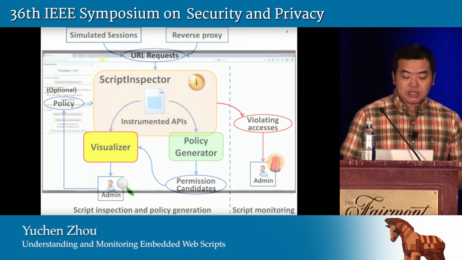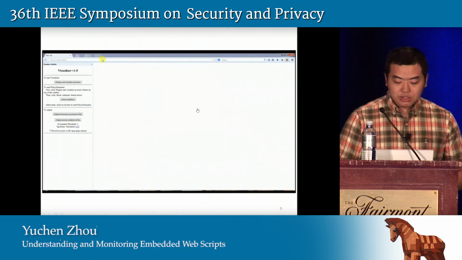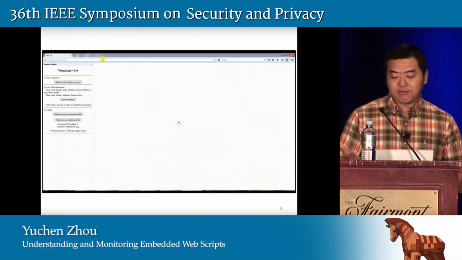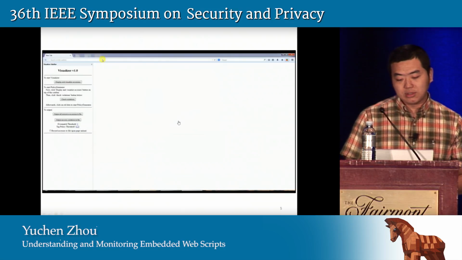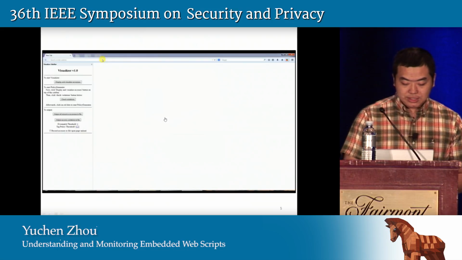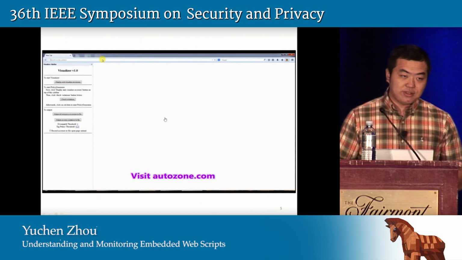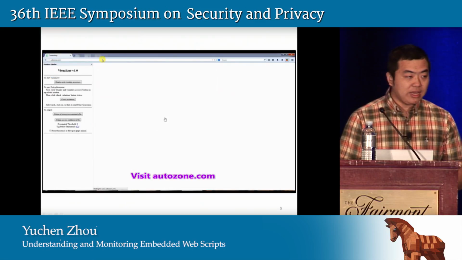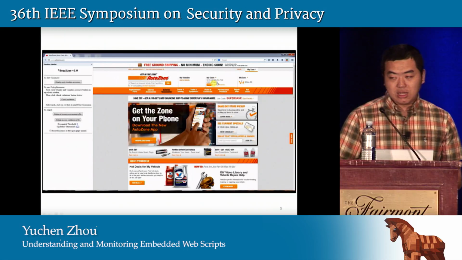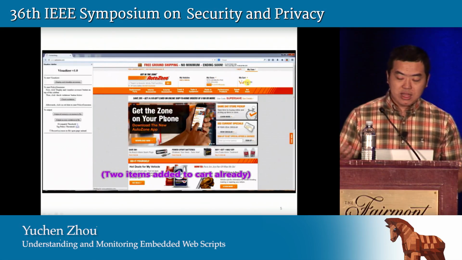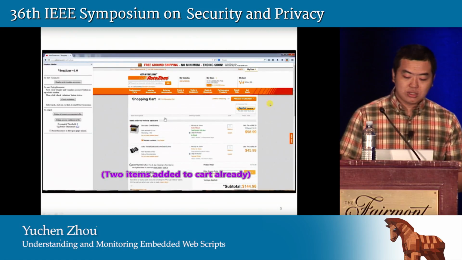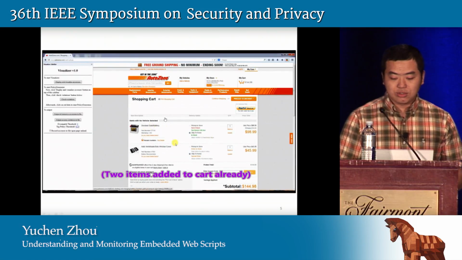The Visualiser is actually best explained by using a video. You can see this is the interface for Script Inspector, which is not very different from the Firefox browser. Here, we'll use autodome.com as an example. Let's first visit autodome.com. In this example, I've already added 2 items to the cart, as you can see on the upper right corner here. Let's click on that, and it will lead us to the shopping cart page, and you can see I've added these 2 items.